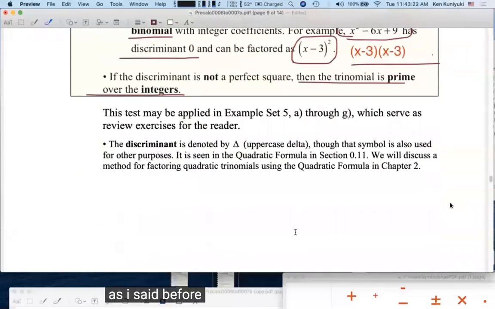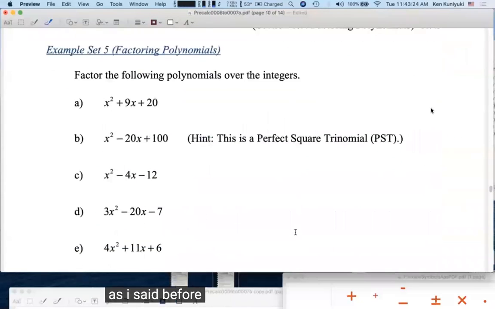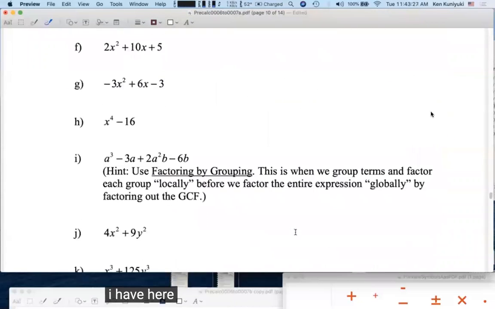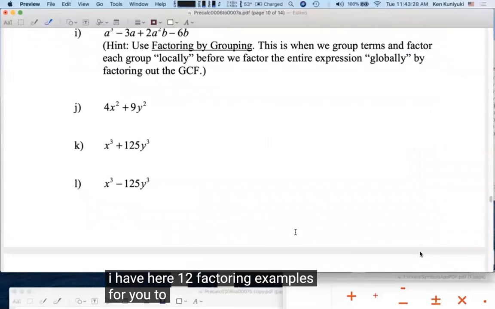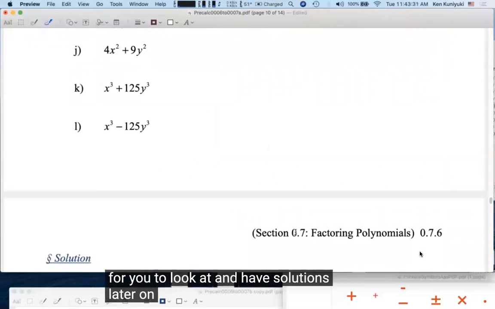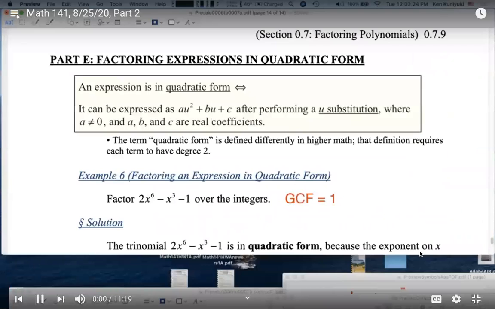As I said before, I have here 12 factoring examples for you to look at and have solutions later on. Okay, any other questions before we go on?